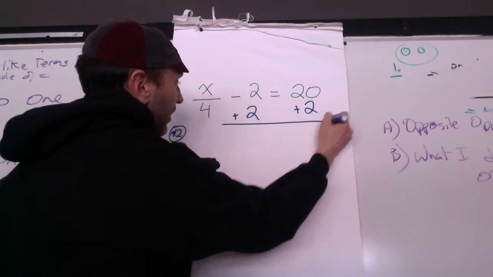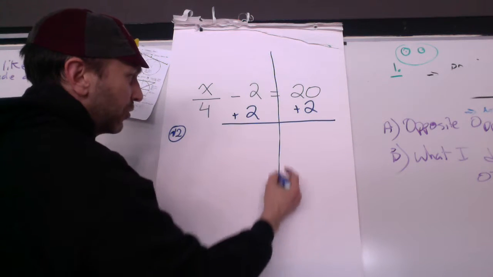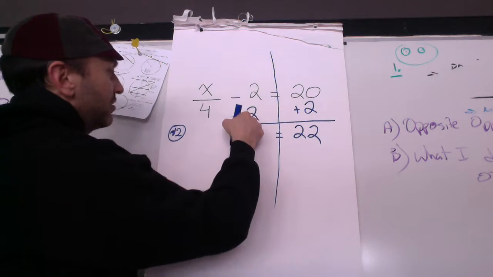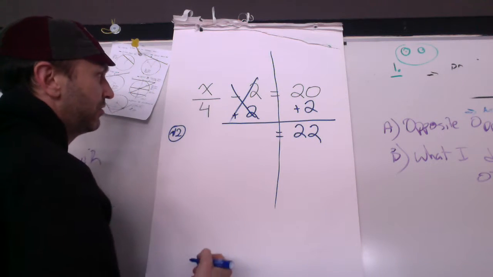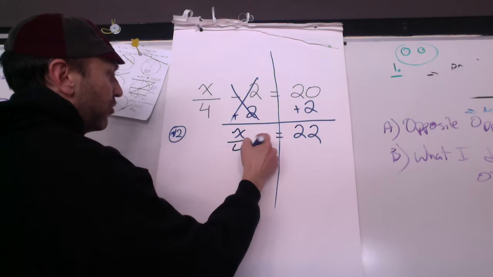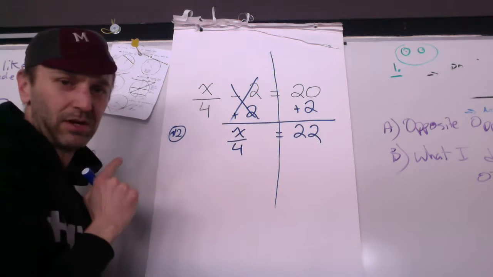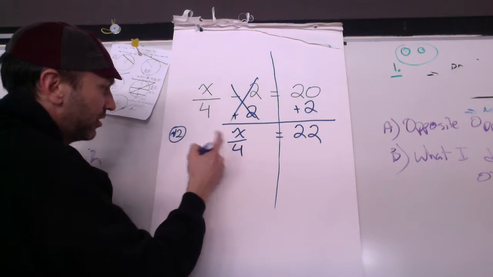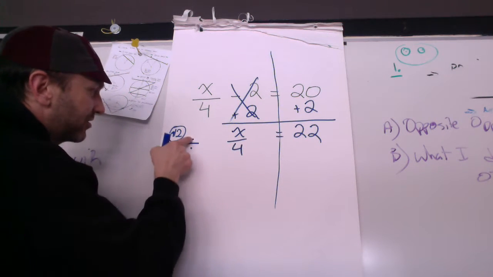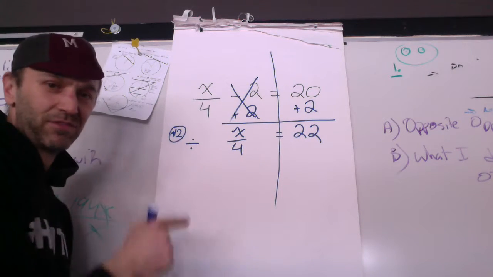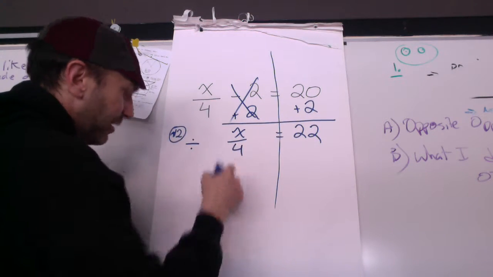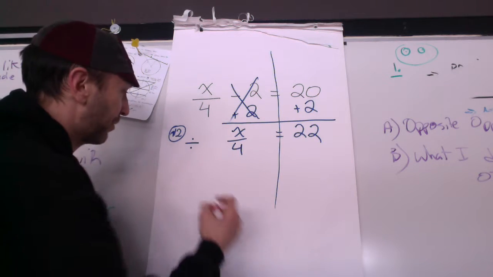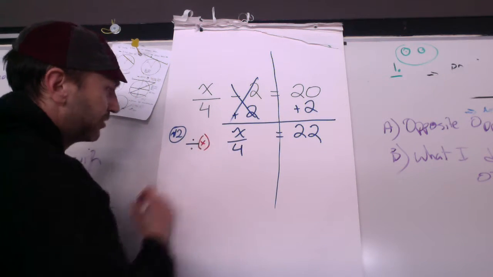Draw the line. Okay, remember, equal signs stay in a line. I get 22, minus 2 and plus 2. That cancels out. I get x divided by 4 equals 22. Did you notice how I said that? I didn't say x fourths. I said x divided by 4. Remember, that sign is also a sign of a fraction. It means division. So here, if this is a divide by 4, how do I get rid of a divide by 4? The opposite operation of divide is multiply.